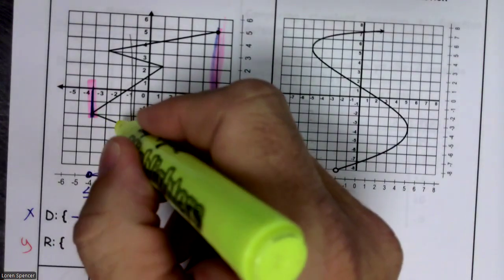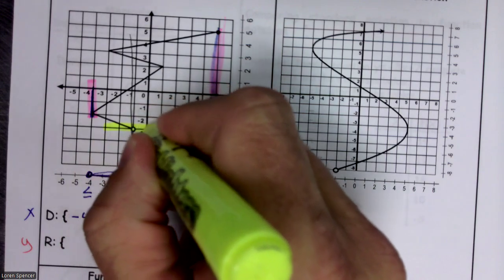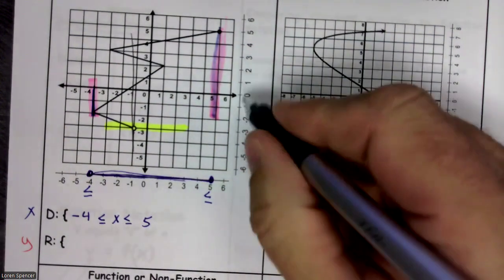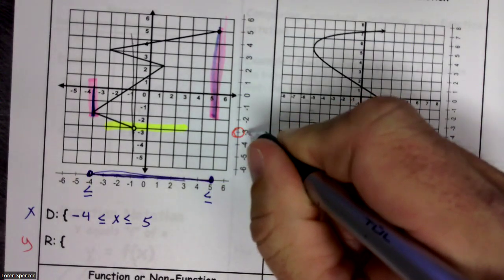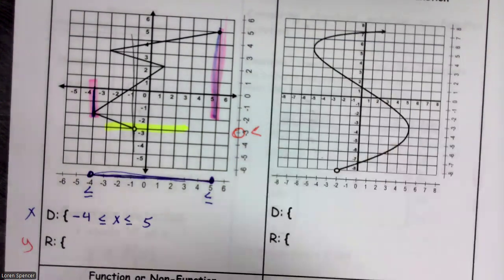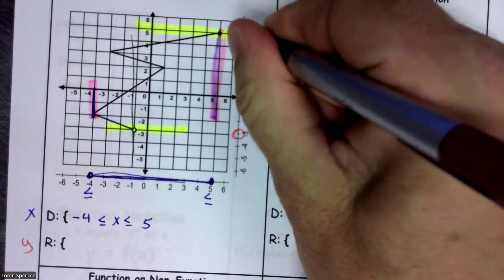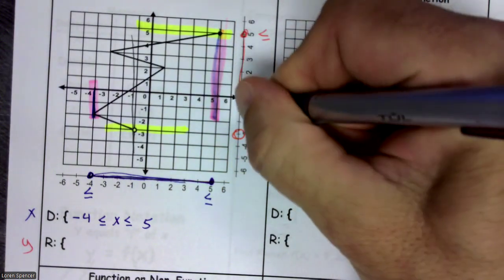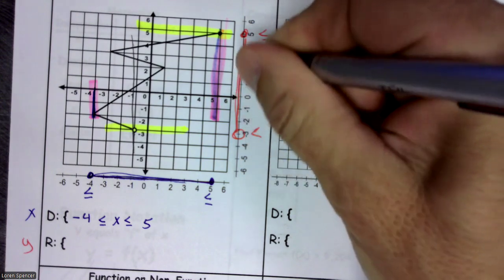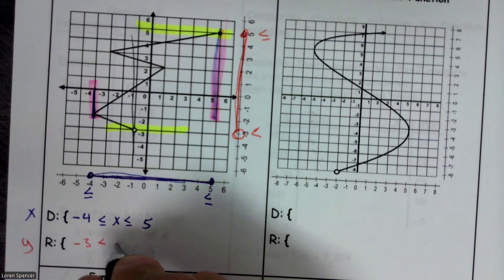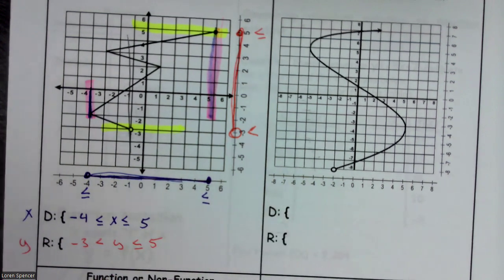And we always start at the bottom, or at the lowest value, and we draw to the y-axis. In this case, our smallest value is negative 3 and it's a hollow. Hollows get a less than. When we draw to our highest value, which is positive 5, that's a solid. Solids get a less than or equal to. So it can be numbers within this distance. So we have negative 3 less than y less than or equal to 5.